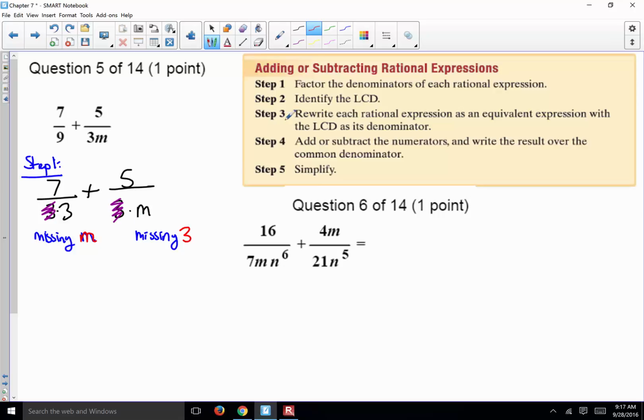So to make this missing m though, you can't just put it magically here. You need to do the same thing to the top as well. You need to put that same m to the top as well. To make this missing 3 here, you not only put 3 to the bottom, but also you put 3 to the top. Okay?